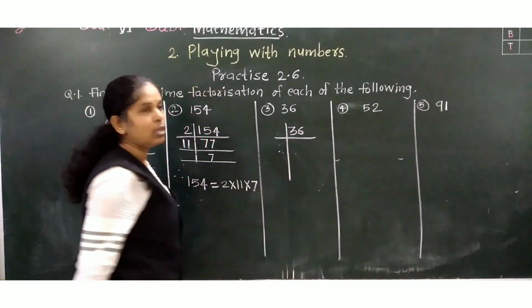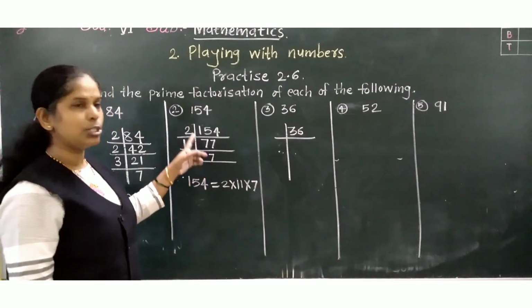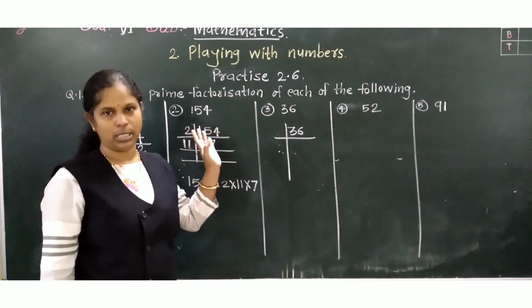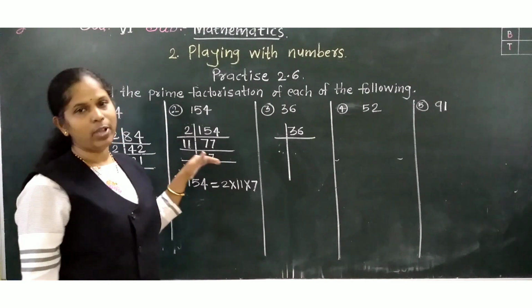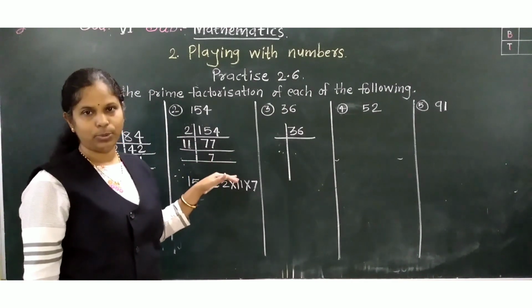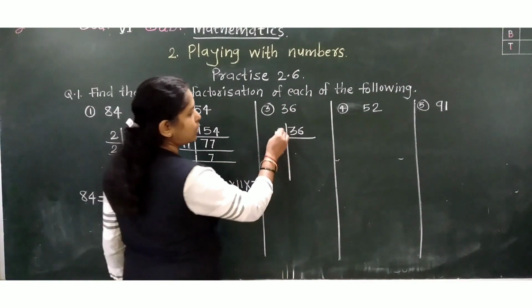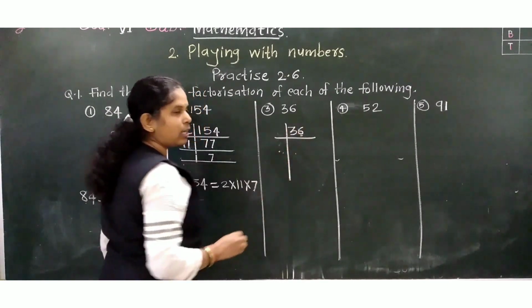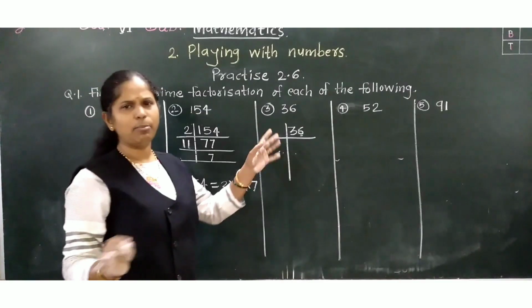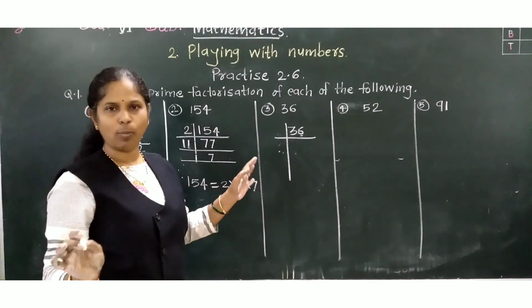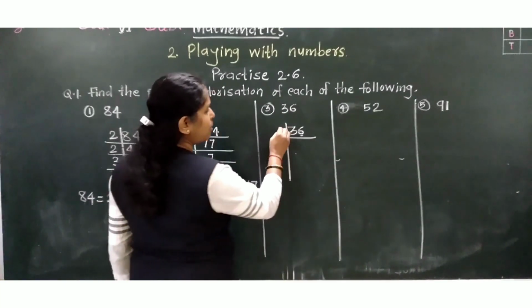36. Students, keep in mind for this you should recite the tables. If you are excellent in tables, this will be very easy for all of you. Okay? Now see 36. Again 6 is there at the units place, so I can divide it by 2 also. We can divide it by 3 also. Okay? No problem in that. So I will divide by 2.